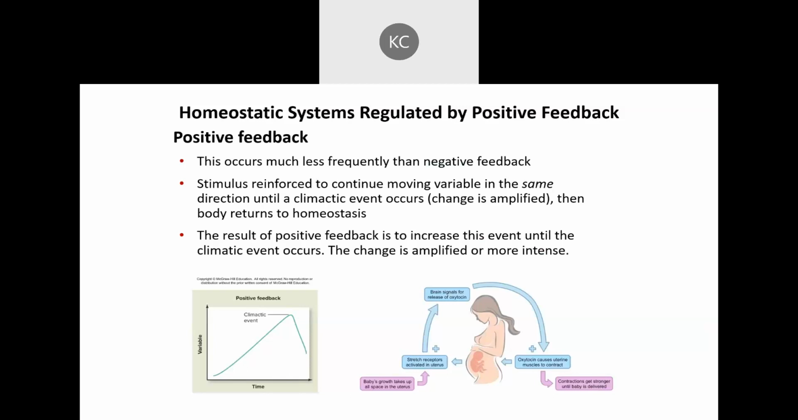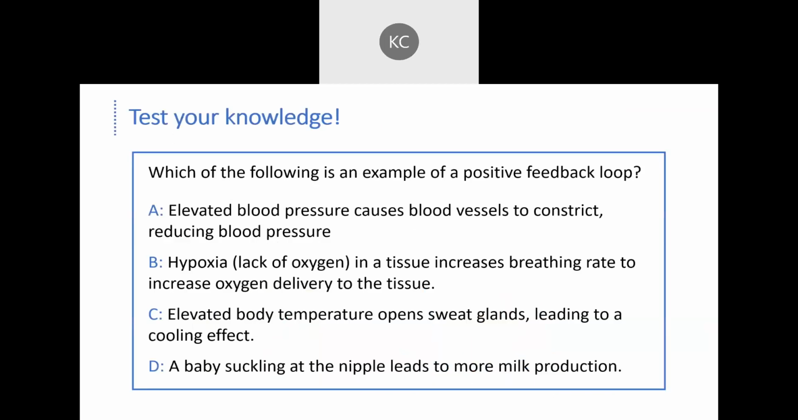Well, think to yourself, what is the climactic event in this instance? Well, the climactic event is the contractions get so strong that you actually deliver the baby, right? You get rid of the fetus, you deliver it. There is no more pushing of the baby's head against the cervix. There's no more stretching of those stretch receptors. There's not as much release of oxytocin. There can still be some contractions after birth, but it will not be to the degree that you have during this positive feedback loop.